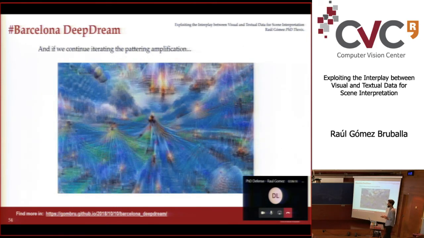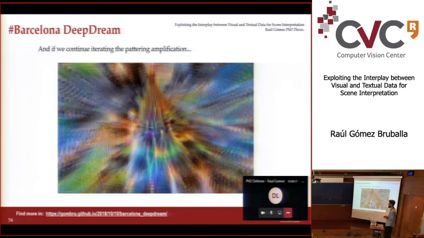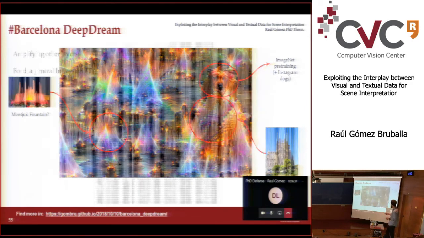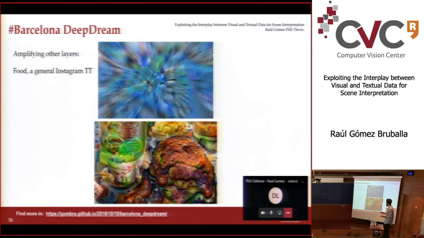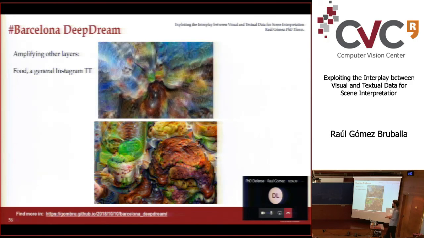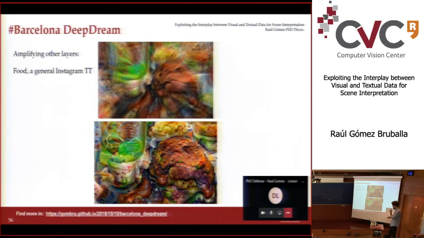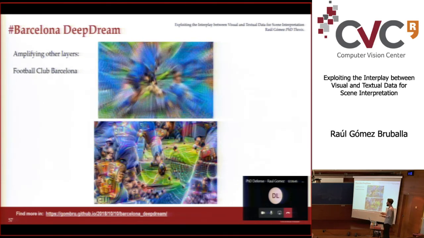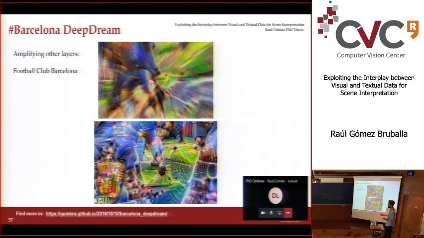And if we apply the same, but with the net trained with Instagram data from Barcelona, we see that it's learning patterns related to typical tourist attractions in Barcelona. So for instance, we see patterns related with the Montjuïc Fountain or patterns related with Sagrada Familia. And if we apply this to other layers, we see other patterns. For instance, here we see patterns related to food, another hot topic in Instagram. Or in this other layer, we see patterns related to Football Club Barcelona, which is another hot topic in Instagram related to Barcelona.